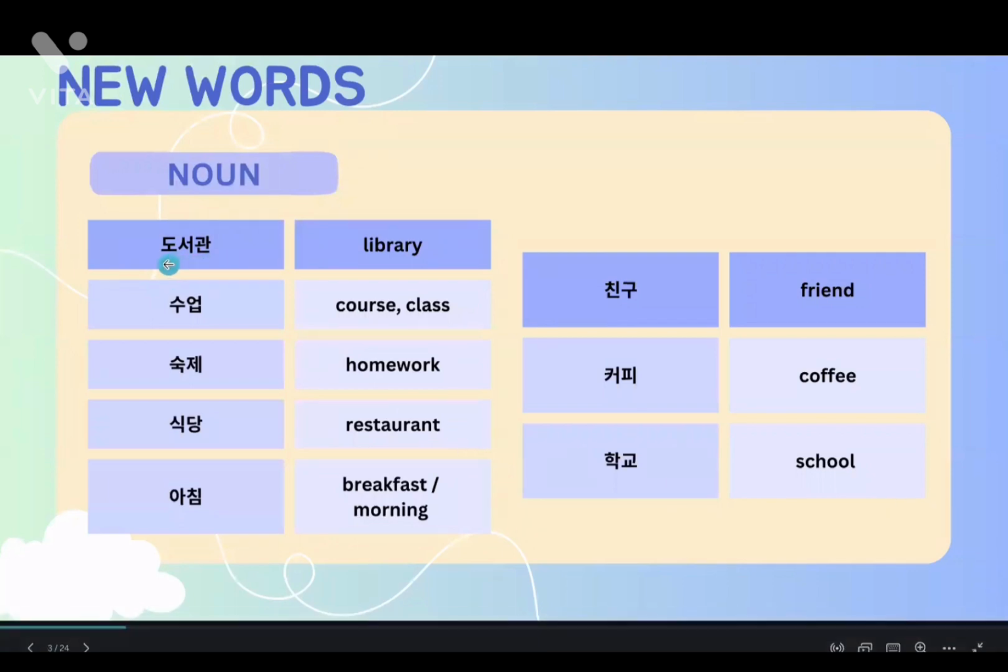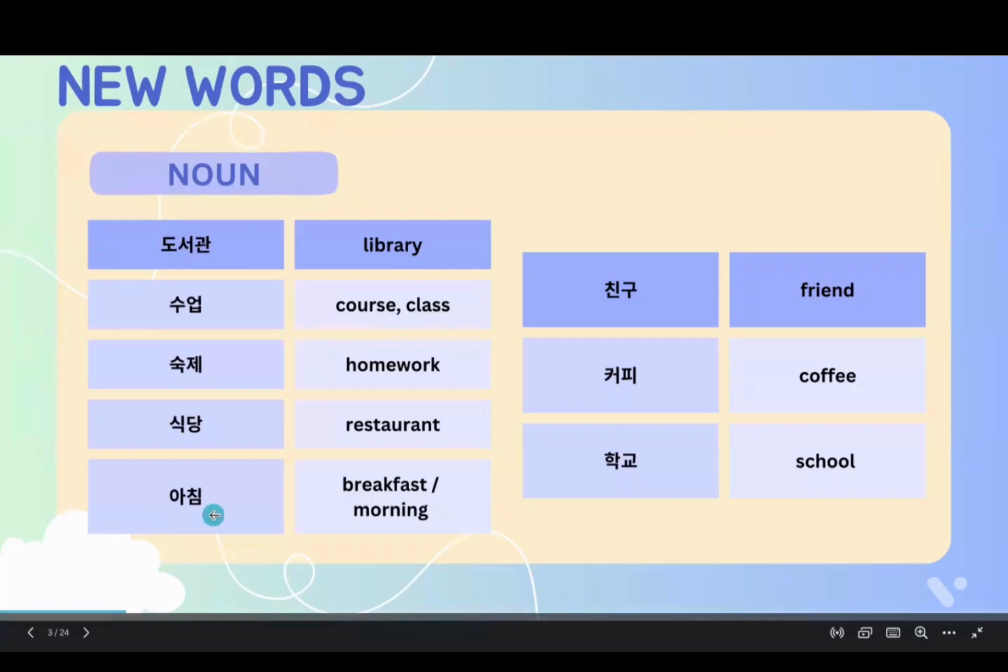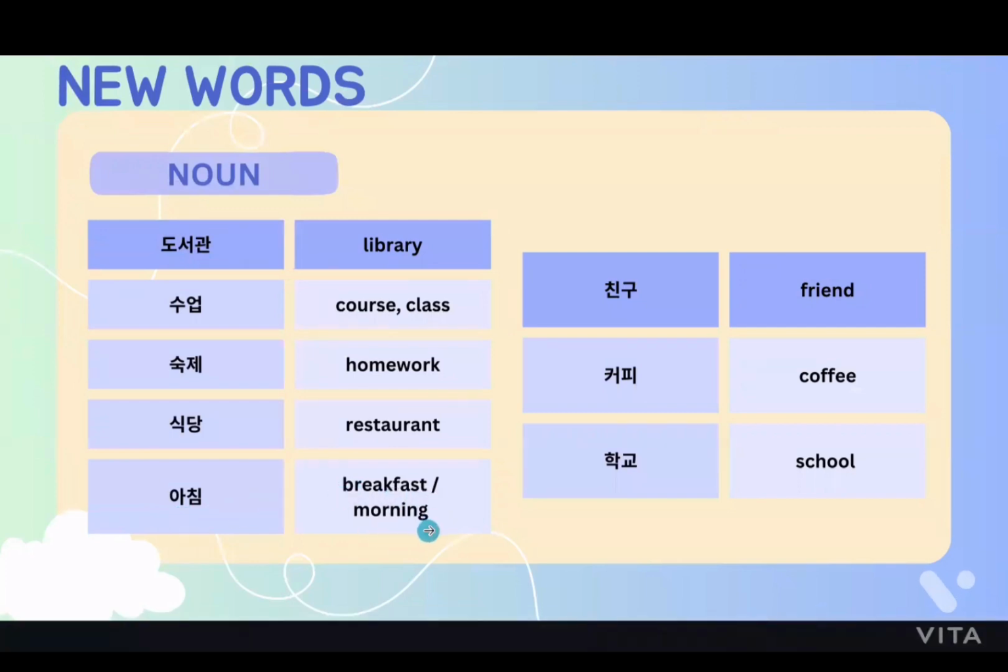도서관, library. 수업, course, class. 숙제, homework. 식당, restaurant. 아침, breakfast, morning. 친구, friend. 커피, coffee. 학교, school.